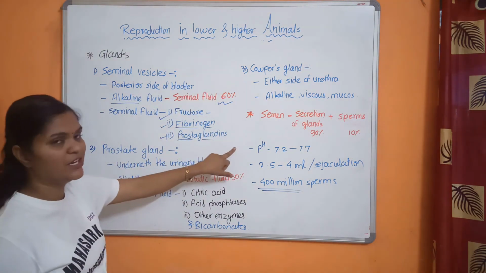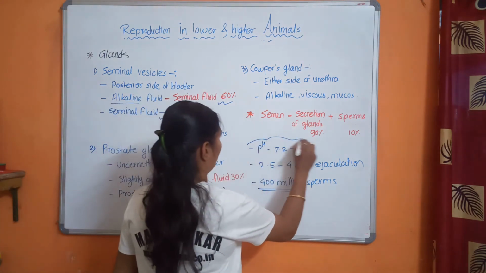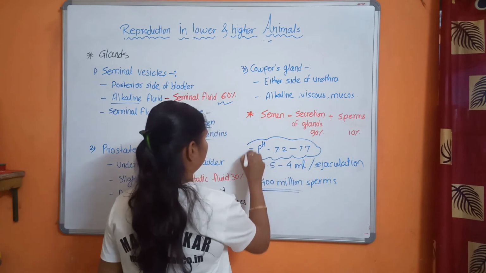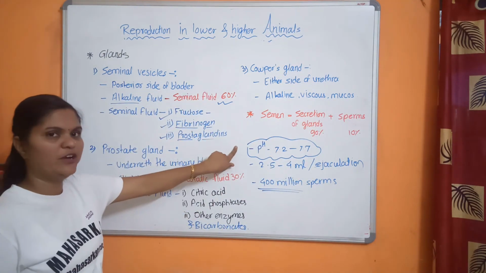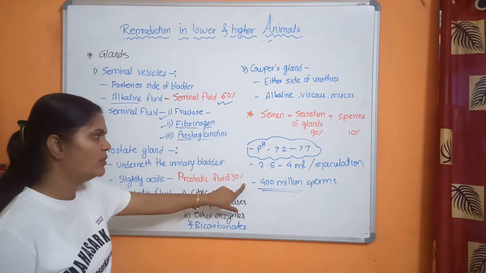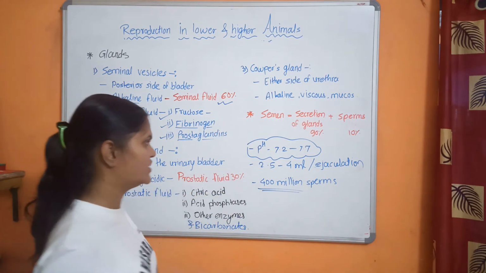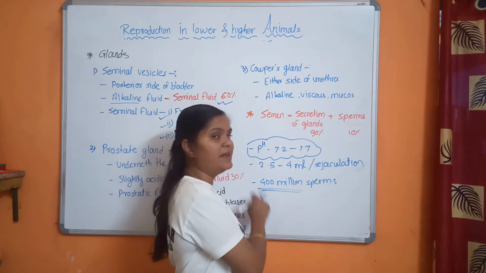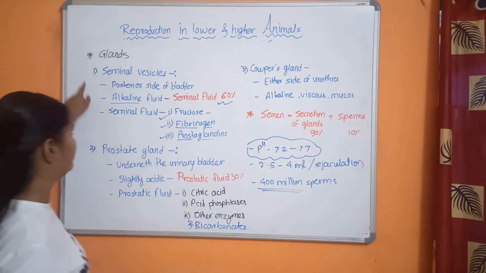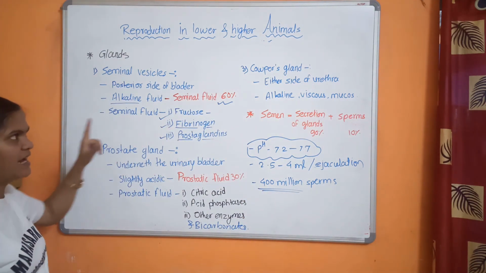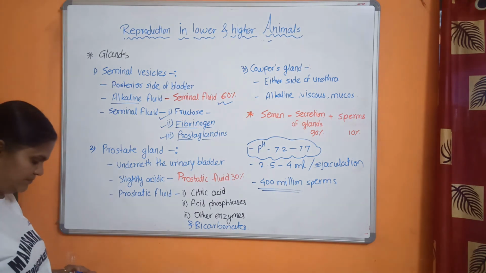This is a very important point: the pH of semen is 7.2 to 7.7, and the quantity of sperms per ejaculation is 400 million. So these were the seminal vesicles, prostate gland and Cowper's gland.